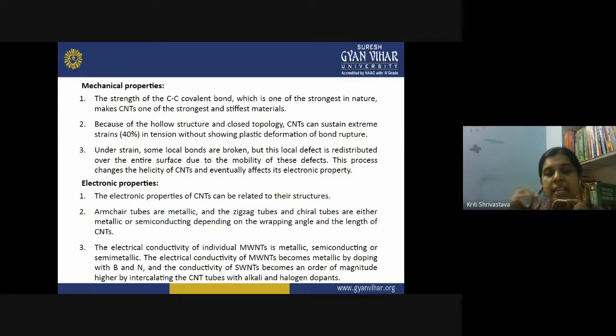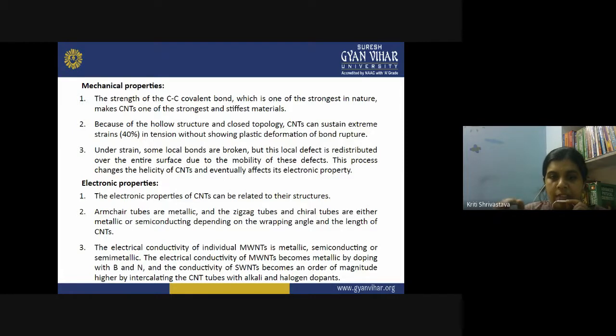So, the electrical conductivity of a multi-wall nanotube can be changed by doping with boron and nitrogen, both. If you dope it with boron, this will be a trivalent impurity, right? And if you dope it with nitrogen, that will be a pentavalent impurity.